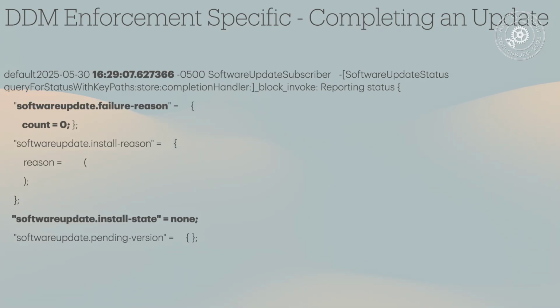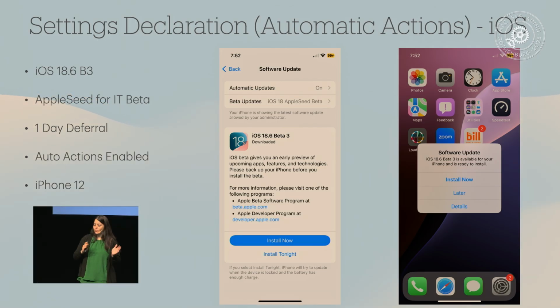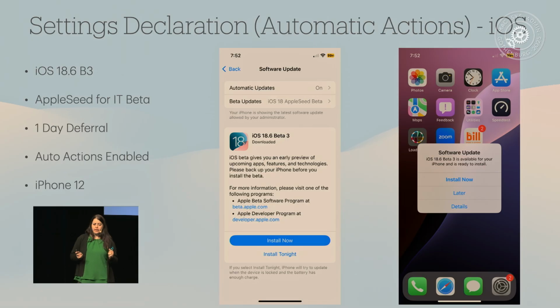So my last example is on iOS, and we're going to go ahead and do that automatic actions, which is a little bit different. I was able to choose iOS for this one because with the way automatic actions is architected by Apple, the status channel and the update status is very uniform across all the platforms, so it's a very similar experience, which is awesome. For this particular example, we're going to go to iOS 18.6 Beta 3, since it's part of the Apple Seed for IT Beta. There's a 1-day deferral that's been set, and automatic actions have been enabled since we need that.